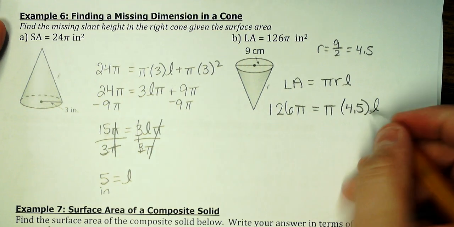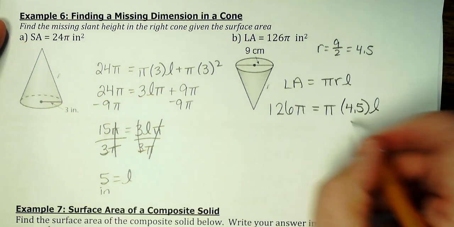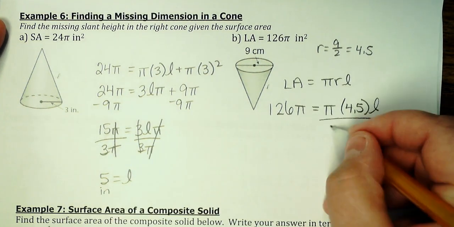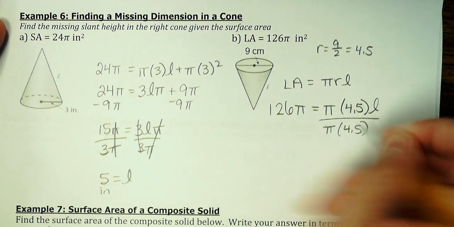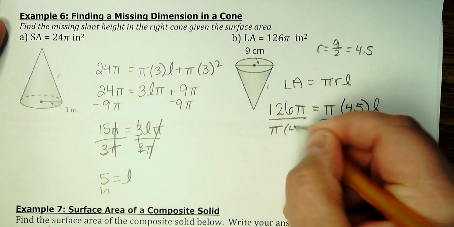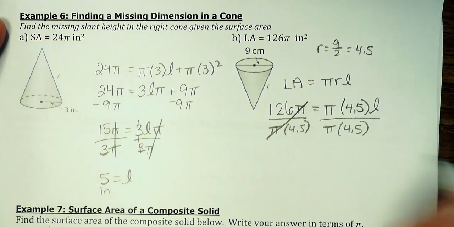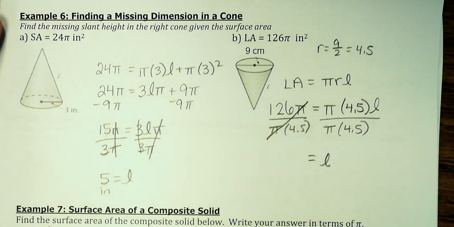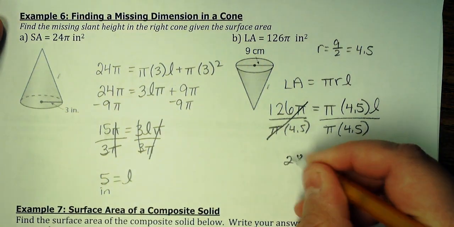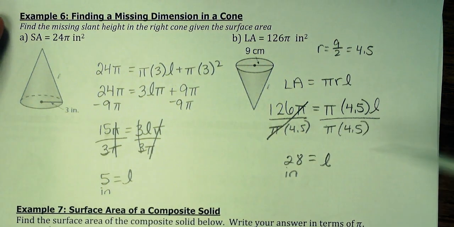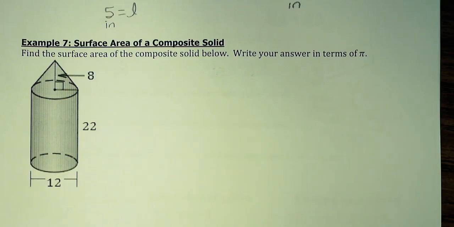So again, this is really less work than the previous question because all we've got to do is divide both sides by pi times 4.5. Okay, now the pi's are just going to go, so literally all you're going to grab from your calculator is 126 divided by 4.5, and 28, in inches again, is going to be my slant height.